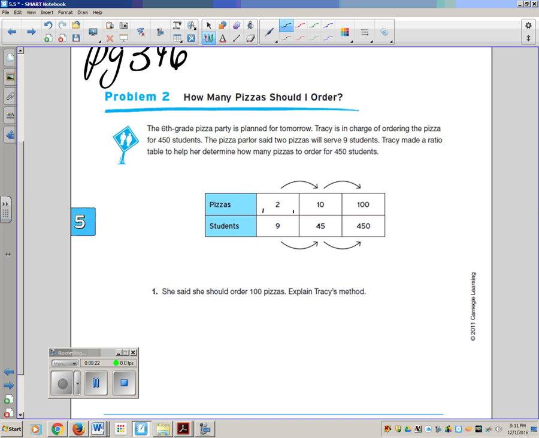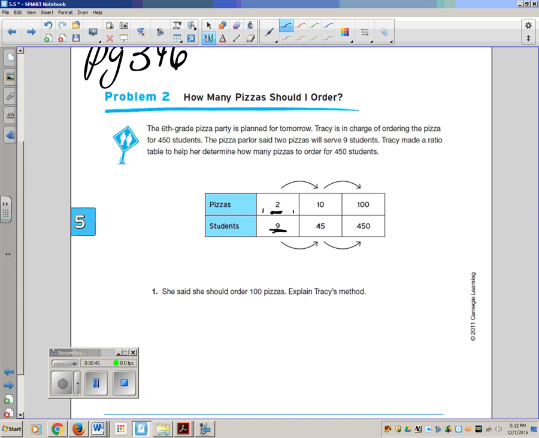On problem 2, the 6th grade pizza party is planned for tomorrow. Tracy is in charge of ordering the pizza for 450 students. The pizza parlor said 2 pizzas will serve 9 students. Tracy made a ratio table to help her determine how many pizzas to order for 450 students. So you're looking at the table.